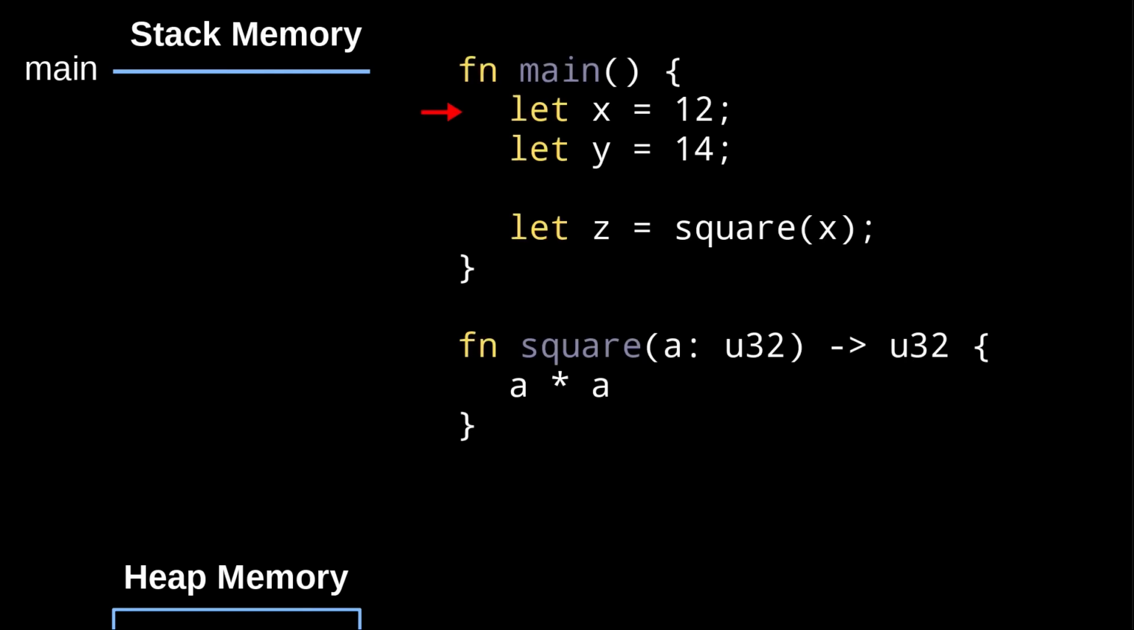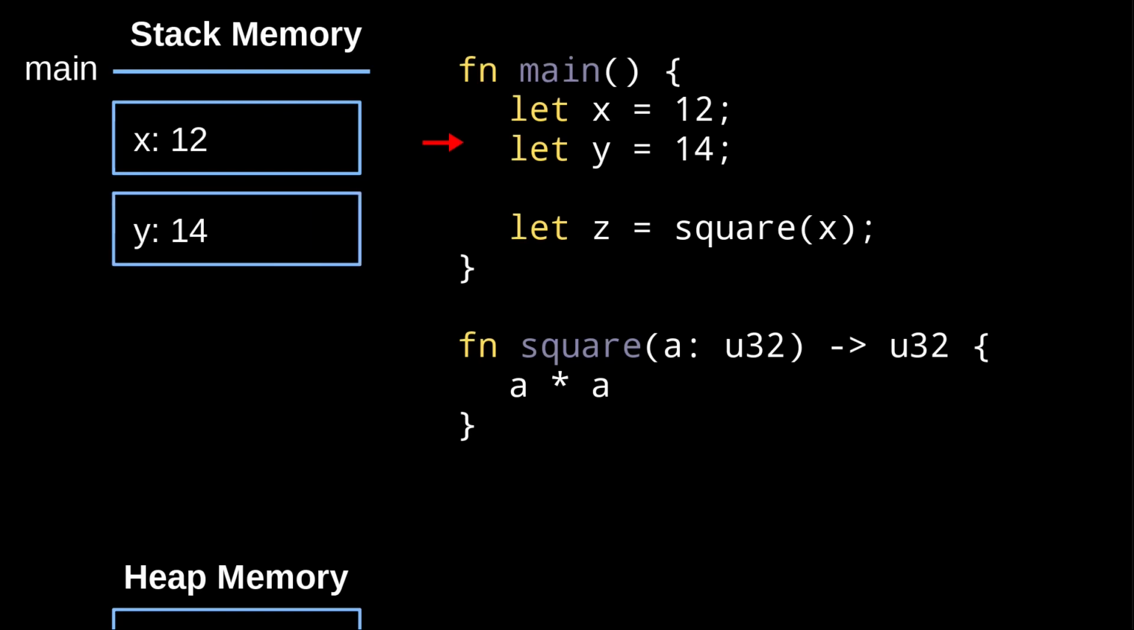We have a visualization of our stack memory on the left, and our code on the right. In our main function, we declare three variables, x, y, and z. Then we assign x to 12 and y to 14. We see that x and y are next to each other in our stack memory. Then we assign z to be the square of x, which is 12.